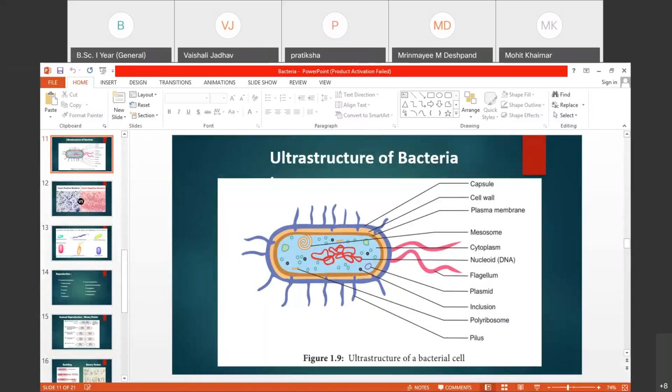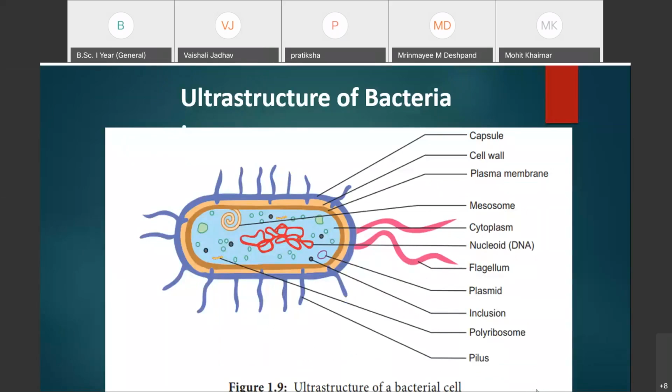Good morning, students. In the last lecture, we were discussing the ultrastructure of the bacteria. In the theory examination, a short note may be asked on the ultrastructure of the bacteria. The ultrastructure of the bacteria, the cytological details of the bacteria, can be best studied only under the electron microscope and also using certain staining techniques.